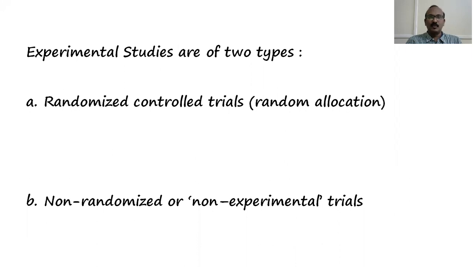Experimental studies are of two types: randomized control trials, that is random allocation, where the population is subjected to randomization and divided randomly into an experimental group and a control group. Non-randomized or non-experimental trials, where no randomization is involved, and the groups are formed naturally.